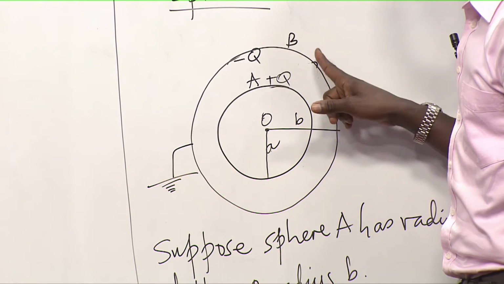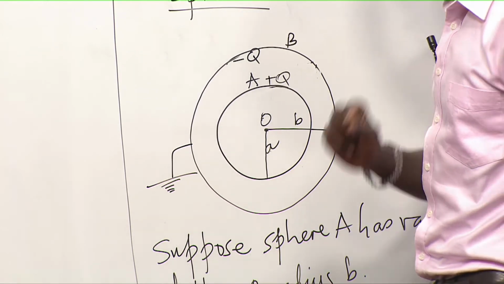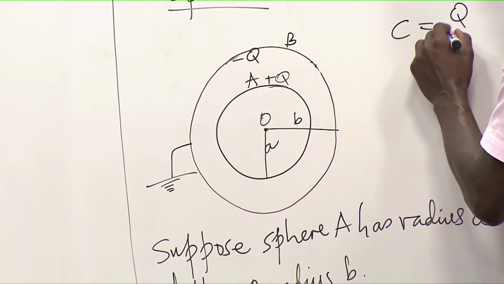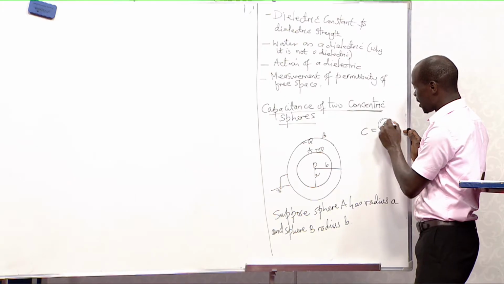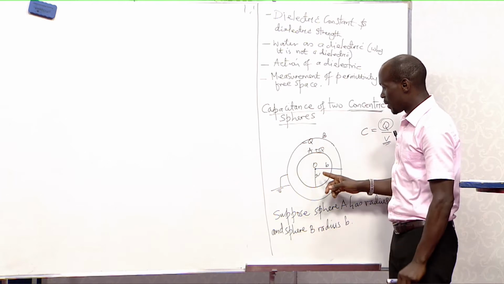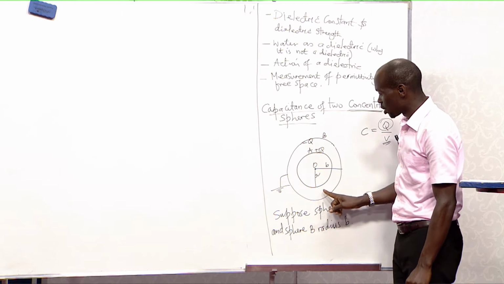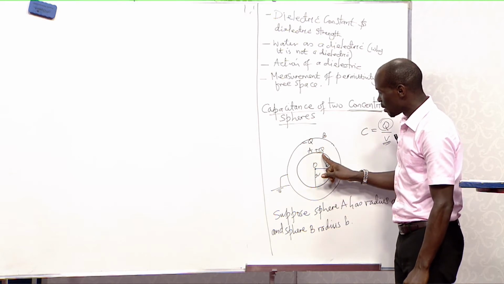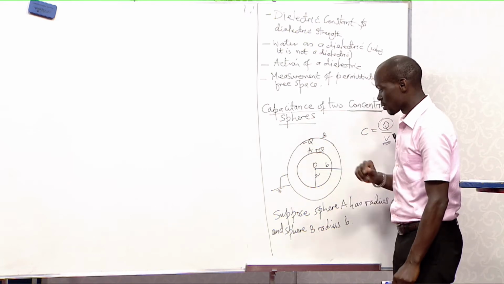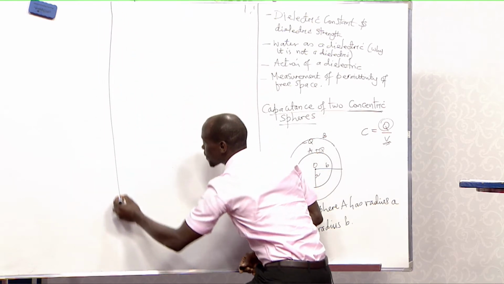Now, since we want to find the capacitance of this, we know that capacitance is equal to Q over V. We have the charge, but we do not have the potential. So what we can do here is find the potential on the surface of sphere A and the potential on the surface of sphere B. So let us see what this one is.